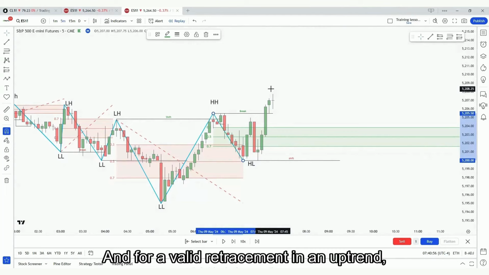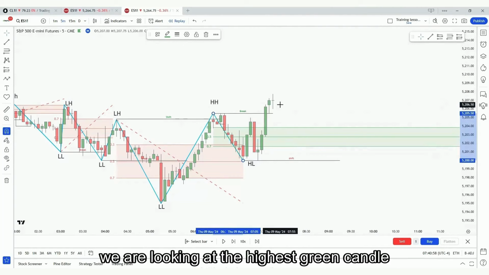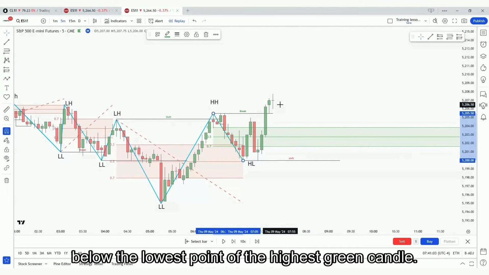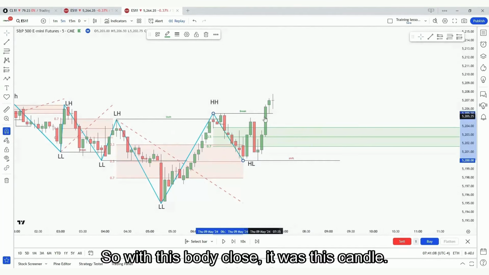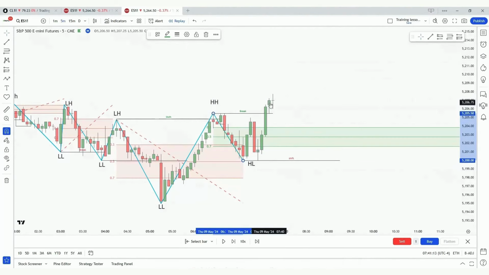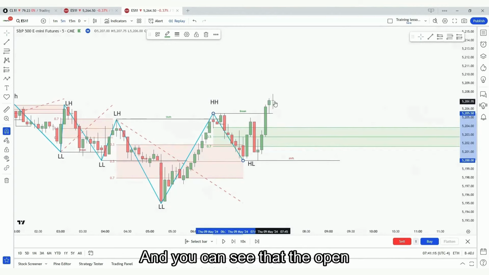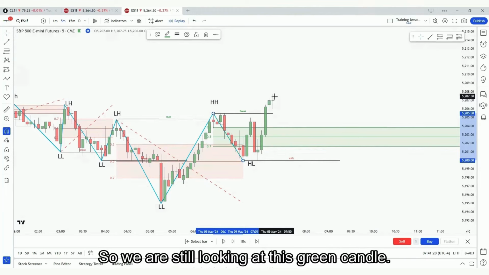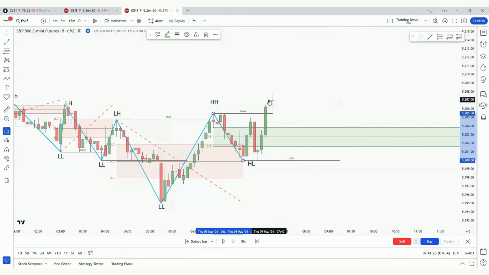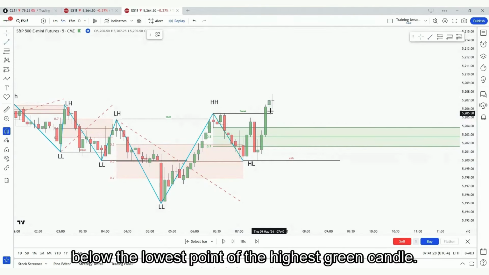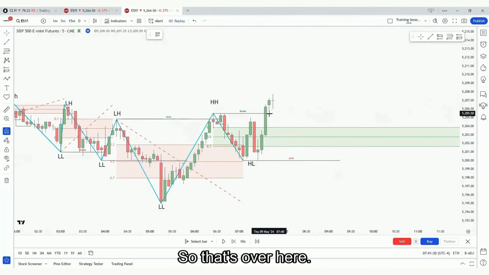And for a valid retracement in an uptrend, we are looking at the highest green candle. And we want to see a red candle closing below the lowest point of the highest green candle. So with this body close, it was this candle, then we had the next candle. This was the highest green candle. We are printing a new one, and you can see that the open and the close is at the same level. So this is not a green candle. So we are still looking at this green candle, and for a valid retracement, we need to see a close below the lowest point of the highest green candle. So that's over here.